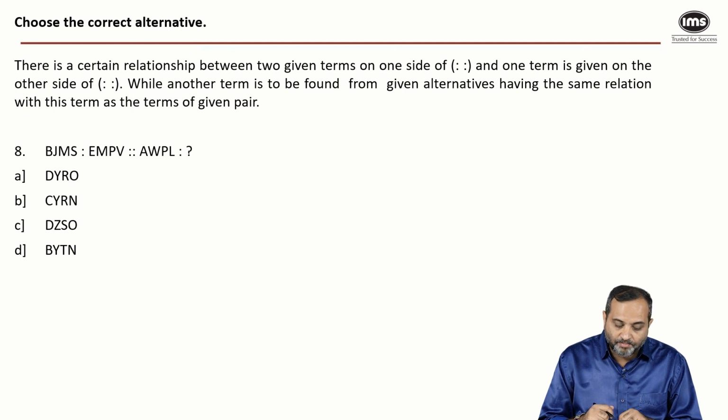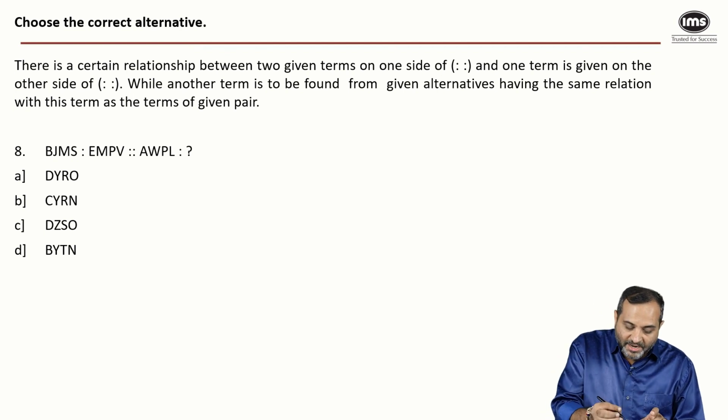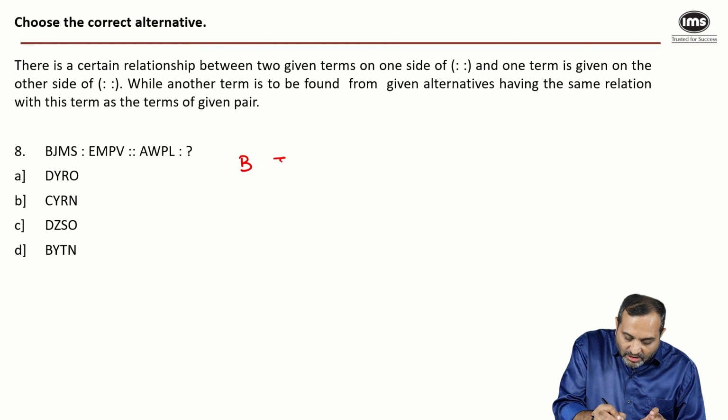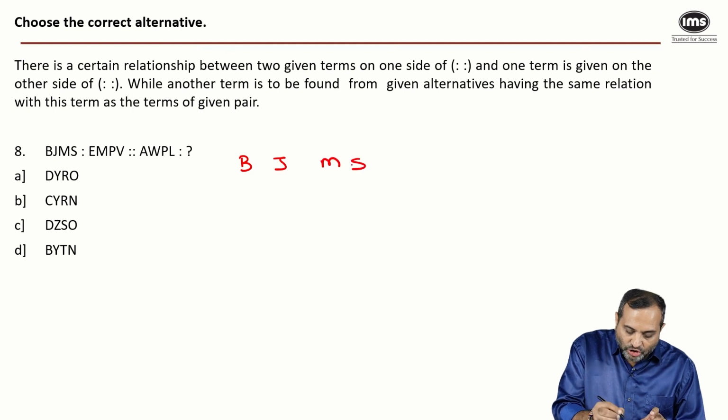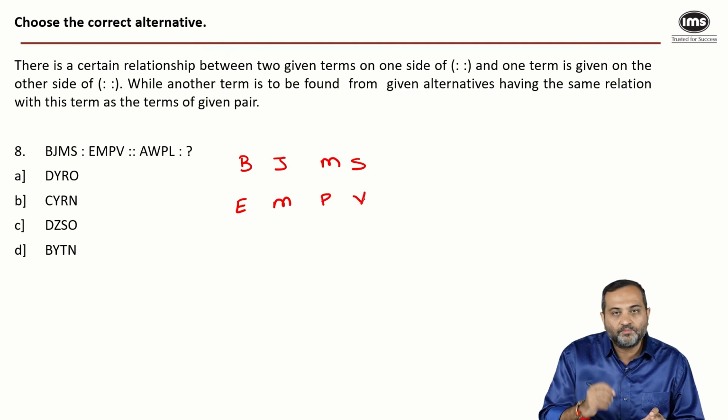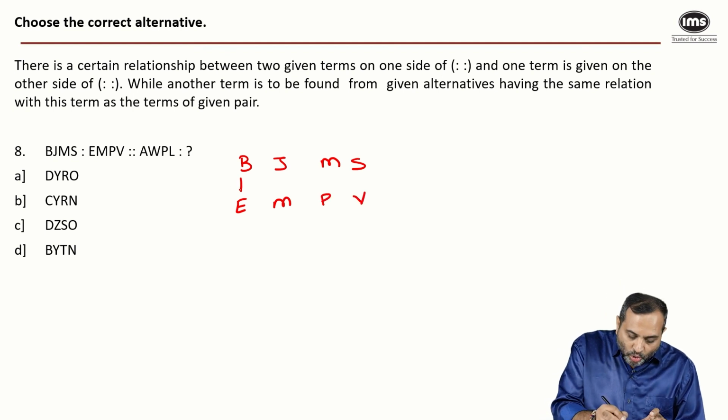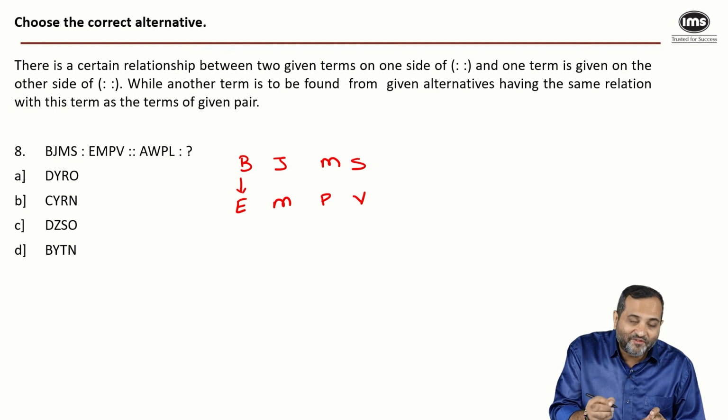There is a relationship between the given two terms. One term is given on the other side, while the other term is found from the given alternatives. Select the terms which has the same relation. So I know that BJMS is coded as EMPV. So I know that B is coded as E. So which are the alphabets that I have skipped? C, D.